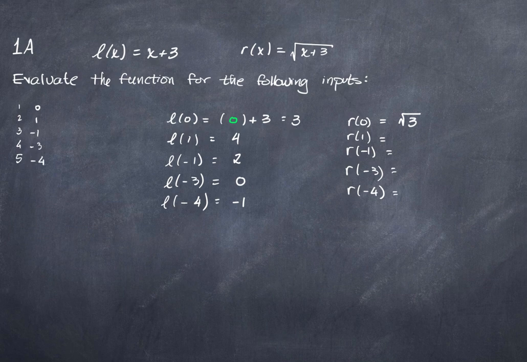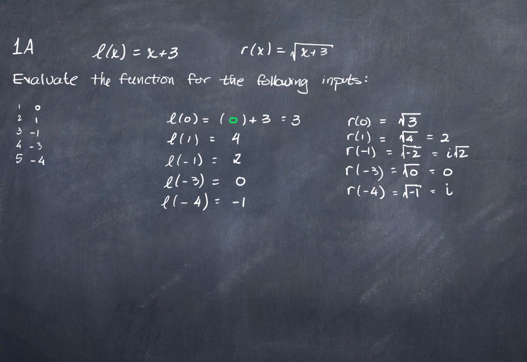So with that in mind, the answer to r of 1 should be the square root of 4, which is 2. R of -1 is the square root of -2, which is i root 2, for those of you paying attention. The root of 0 is 0, and the root of -1 is i. So those are the answers for r of x.